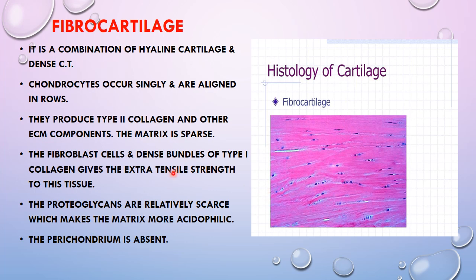The fibroblast cells and the dense bundles of type 1 collagen give extra tensile strength to the tissue. The proteoglycans are relatively scarce, which makes the matrix more acidophilic. The perichondrium is absent in the fibrocartilage. So if the perichondrium is absent, then how does the fibrocartilage acquire its nutrition? So find out.